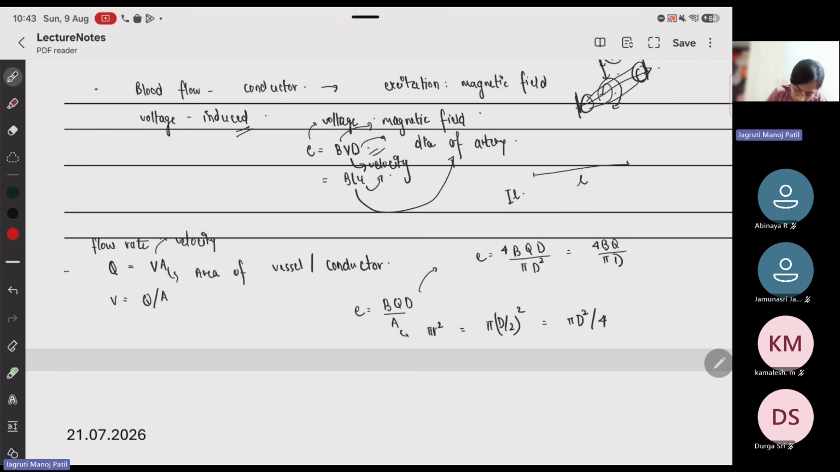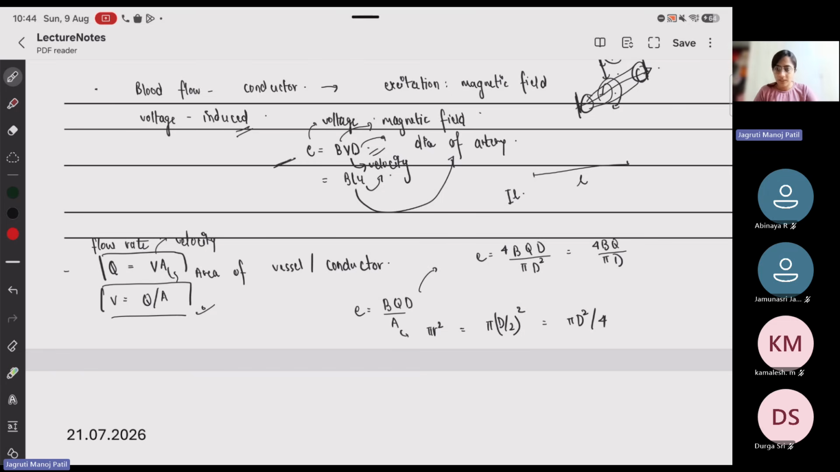What you do is just remember this one, which is much easier. Either the flow rate is velocity times area, or the velocity is how much flow rate is there across the unit cross-sectional area. This is more intuitive, and you need to know how the electric field or voltage is induced due to the application of the magnetic field across the vessel that you are trying to measure.